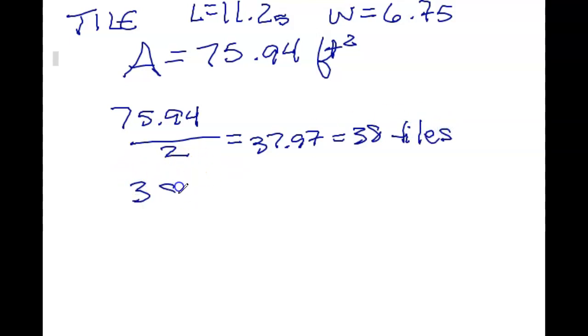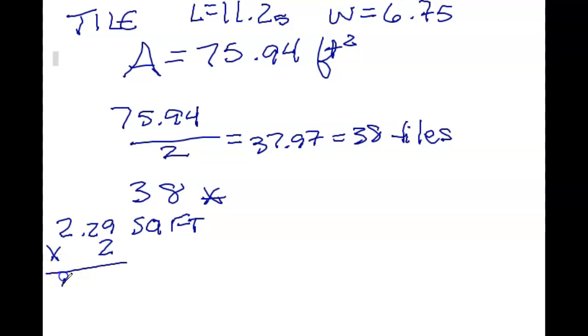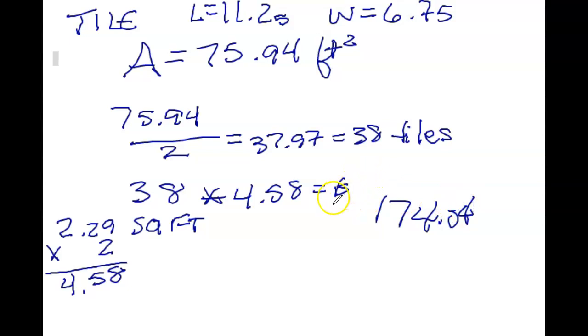Okay, 38 tiles times the cost. Now here's where you got to think about this. Each tile is $2.29 a square foot, but we use 2 square feet for each tile. So that really means that each tile costs $4.58 a tile. So 38 times $4.58 is going to tell me what the cost of the tile is, which is $174.04 for the cost.